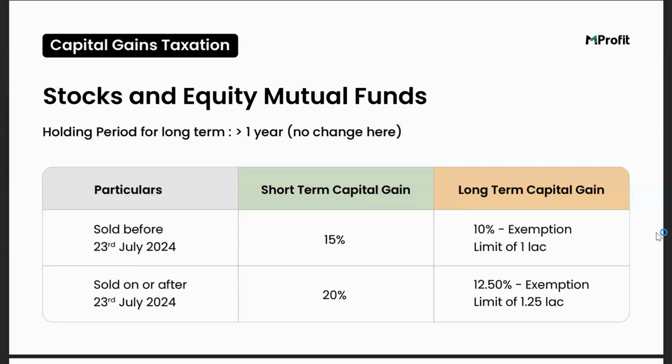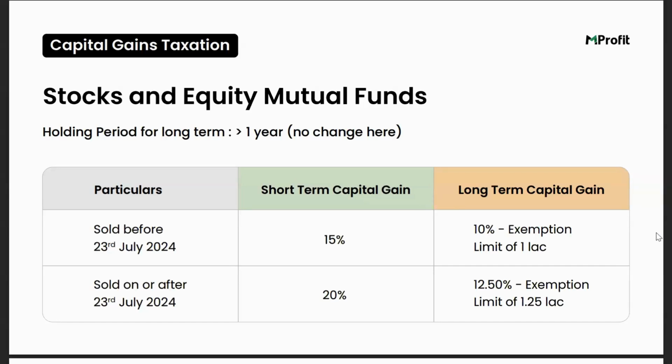In the previous budget in 2024, which came out, there has been no change made to the holding period definition for stocks and equity mutual funds. The holding period for classifying it as a long-term gain will be 1 year. That is, if you have bought any stock or equity mutual fund and sold within 1 year from the purchase date, it will be classified as a short-term capital gain or loss.